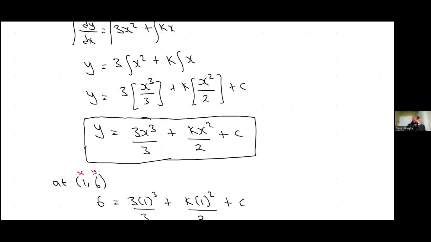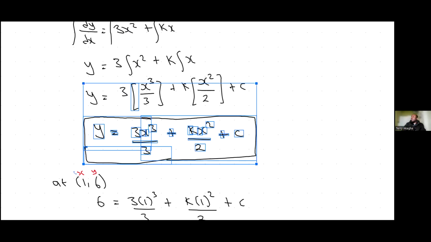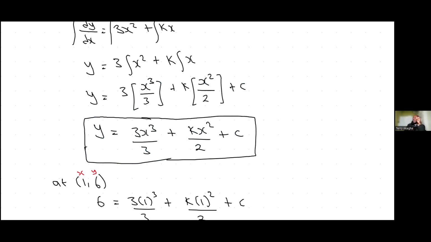So now we can copy this y expression, but this time we now know the value for each of them. So we can copy this one, or I can just write it, then just copy it. So it's 3x cubed over 3 plus kx squared over 2, all right? So we have it down here.